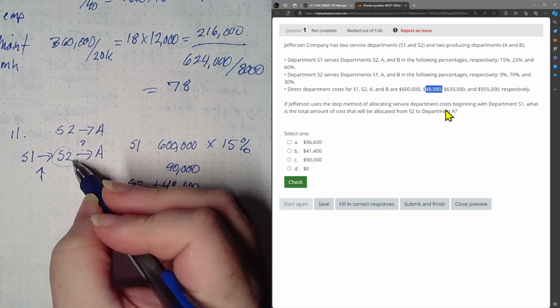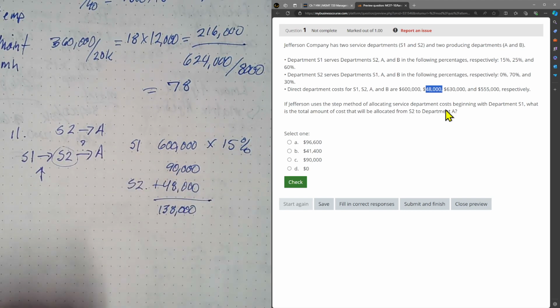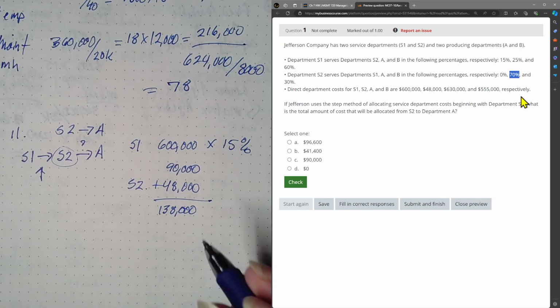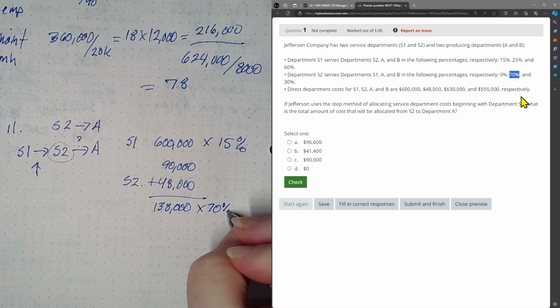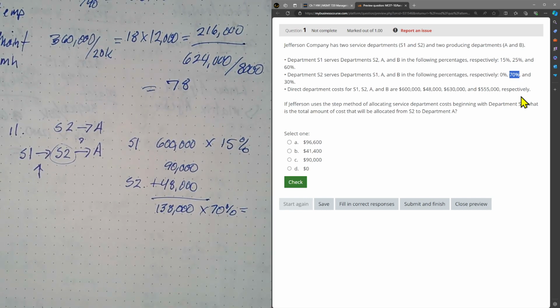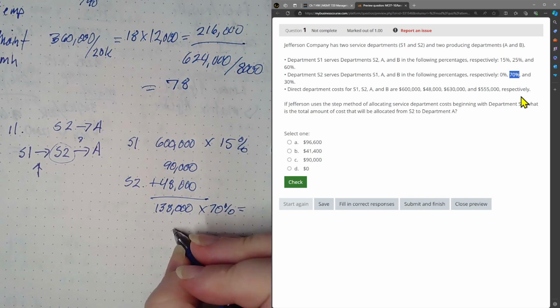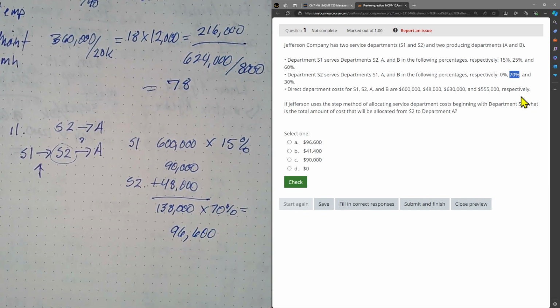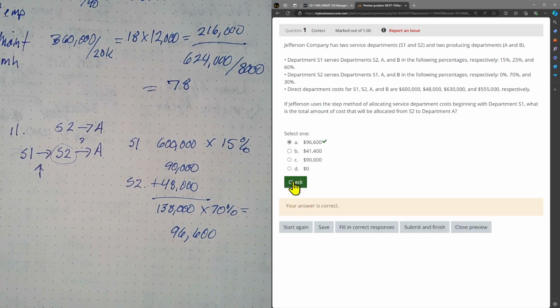Now, so we're at this point. We now know the cost for S2, how much of it is applied to A. Well, we go back up here. Department S2 serves departments S1, A, and B. So the second one is A, so 0 and 70%. So 70% is the amount of its cost that gets applied to A. So we're just going to multiply that by 70%. And I get 96,600. And that is one of the answers, which is always nice. And that is the correct answer.